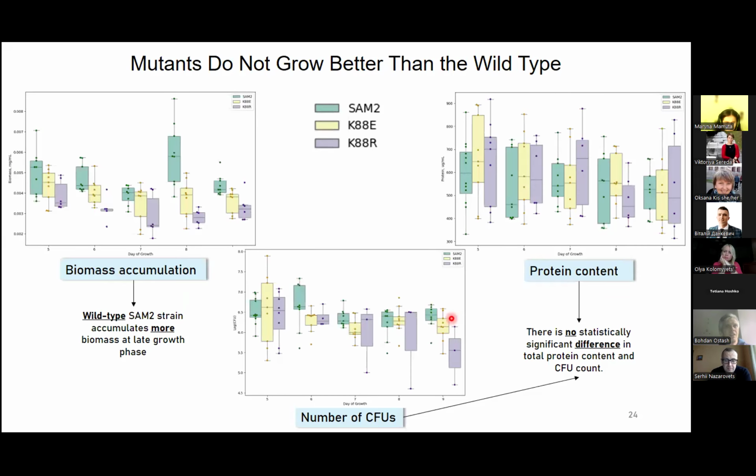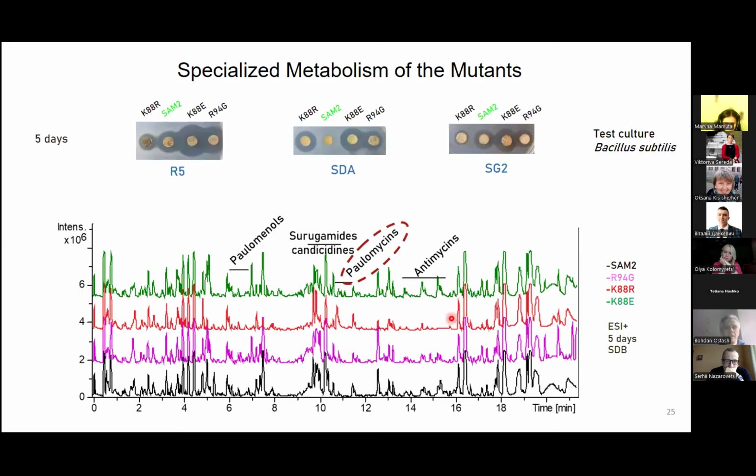We know that other strains do not grow differently from the wild type. Also, when we measure the dry protein mass, when we measure colony forming units. So it looks like this small mutation doesn't have any major effect on the ability of the strain to grow and accumulate protein, which is good, which would be expected. But we do see clear changes in its ability to produce antibiotics.